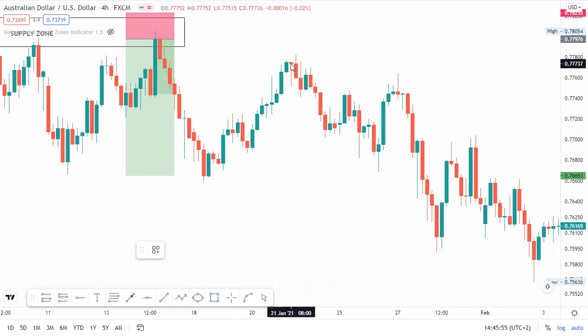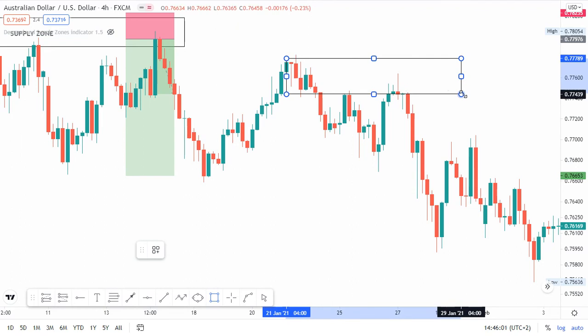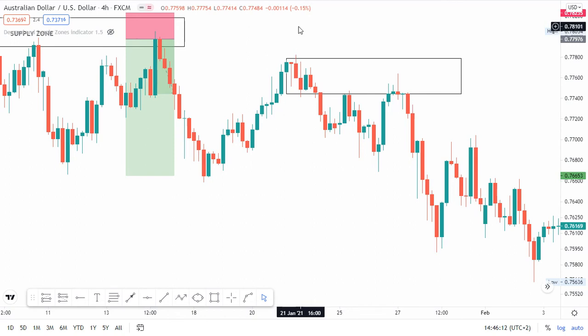And what do we draw it from? The last bullish candle before the bearish move. Sometimes you're going to find what we call a spring or a stop hunt. You're going to have this where price kind of goes up and then drops like crazy. So you can just cover that up.